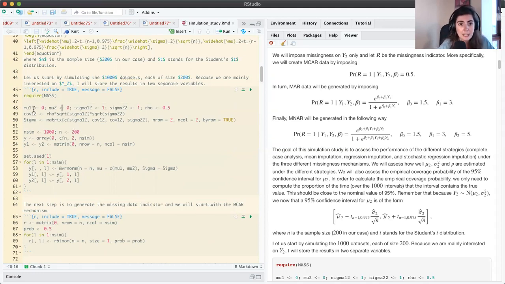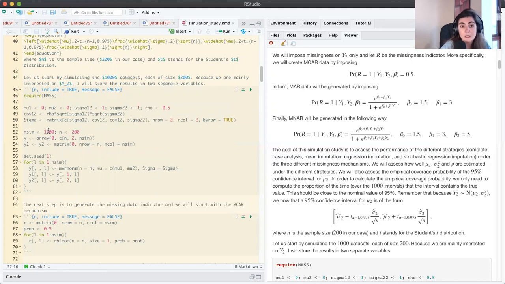So, okay, here I'm specifying the means, mu1 and mu2, the variances, the correlation, and here I'm constructing manually the variance covariance matrix. This is similar to what we have done before.